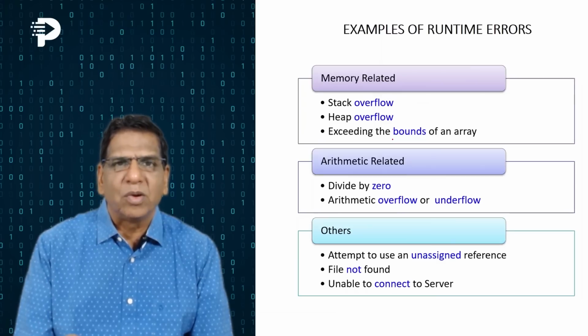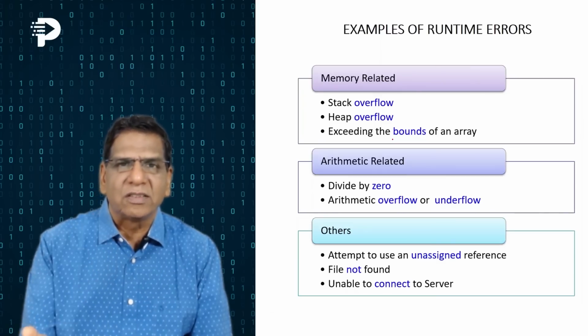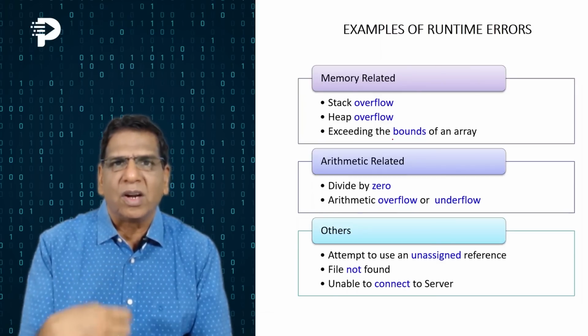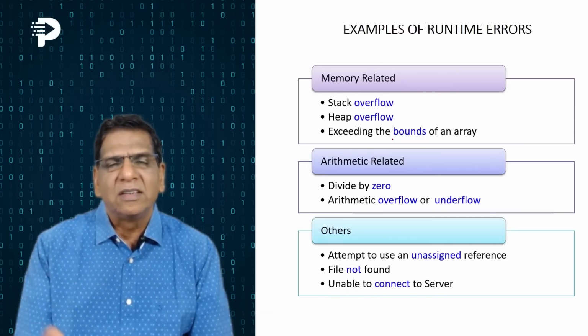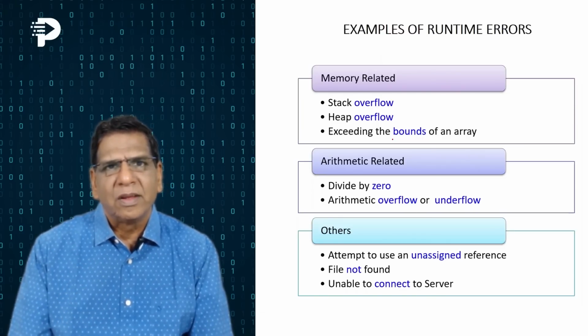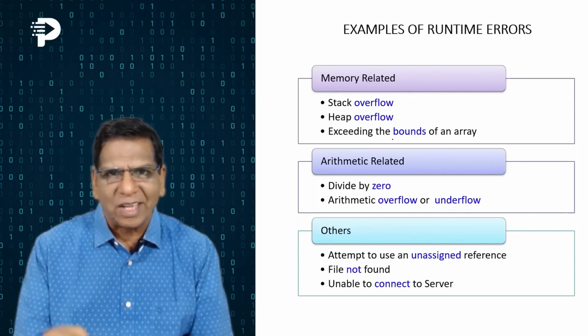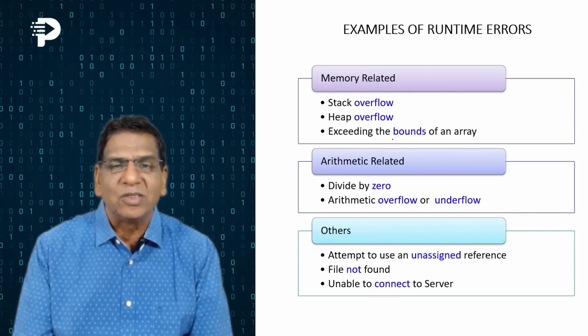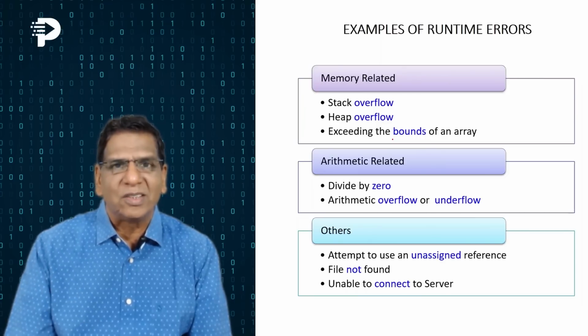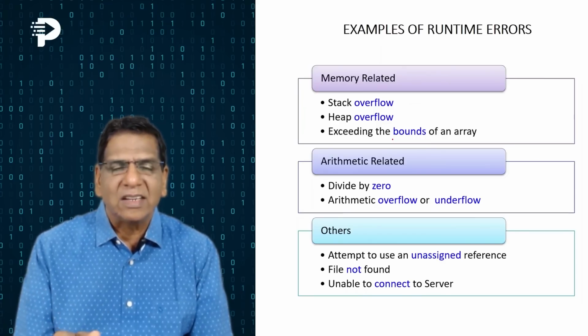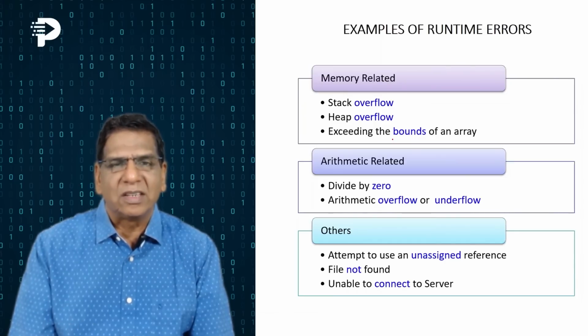Yet another example could be that you are trying to connect to a network server or a print server or a database server, and somehow the connection doesn't go through. There is some network error. At the time of compilation of the program, this cannot happen, because at the time of compilation it is checking the grammar, it is not checking whether connection is going to materialize or not. That can be checked only when you execute the program. So if connection error is there, obviously it is going to be a runtime error.